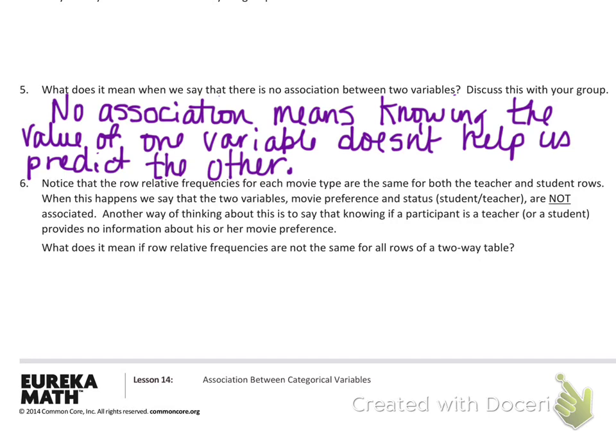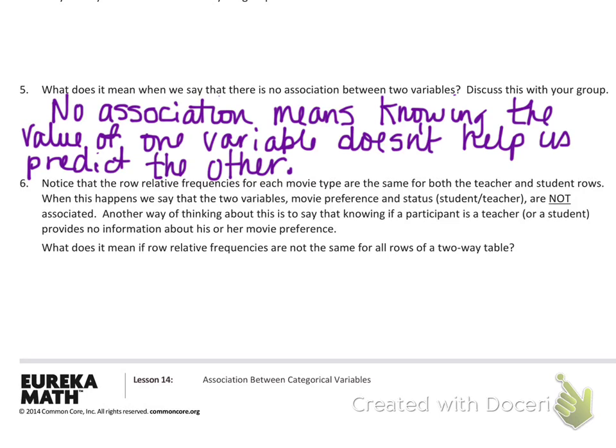Notice that the row relative frequencies for each movie type are the same for both teacher and student rows. When this happens, we say that the two variables, movie preference and status, are not associated. Another way of thinking about this is to say that knowing if a participant is a teacher or a student provides no information about his or her movie preference.